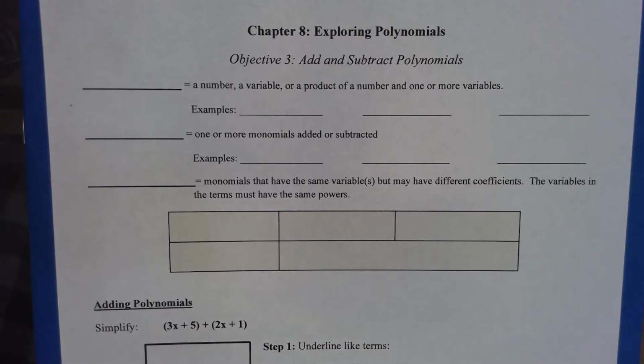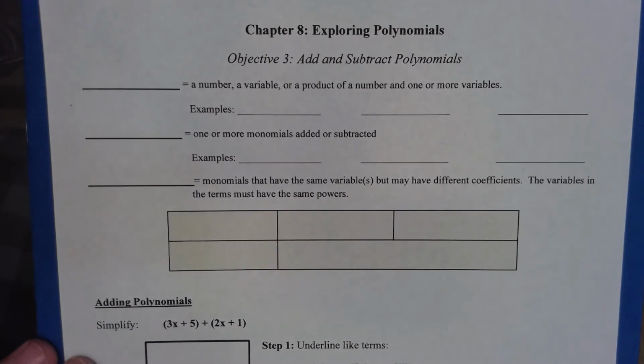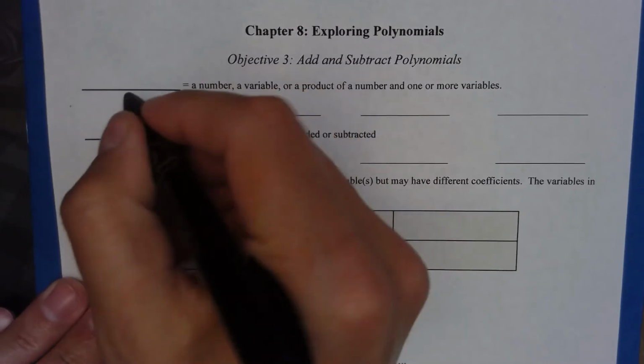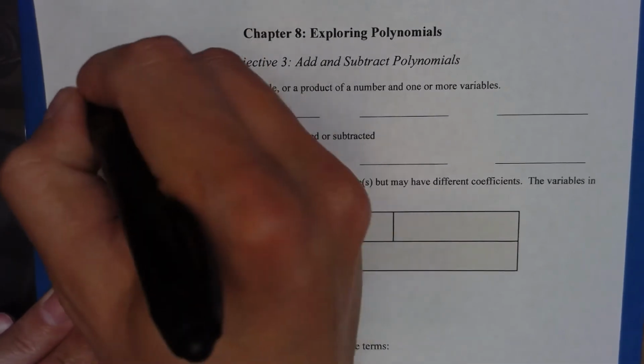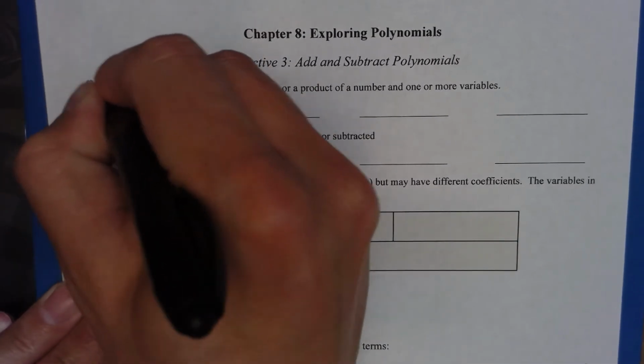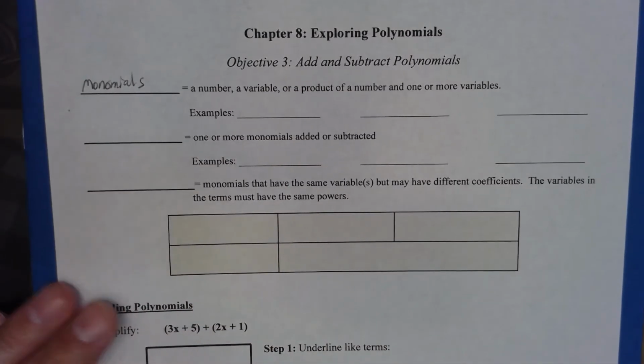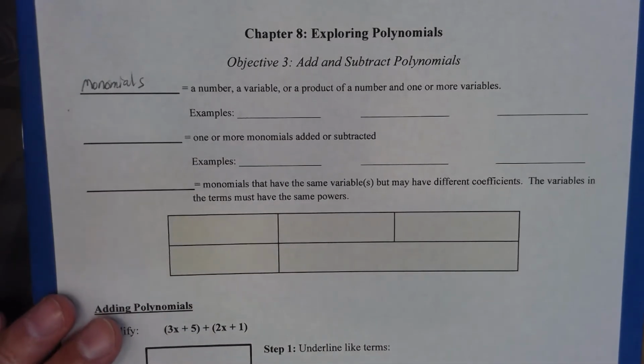Hello, Inside Algebra class. This is time for Chapter 8, Objective 3. We're talking about solving linear inequalities using adding and subtracting of polynomials. So the first word that we come across is monomial. Monomials are a number, a variable, or a product of the number and one or more variables.